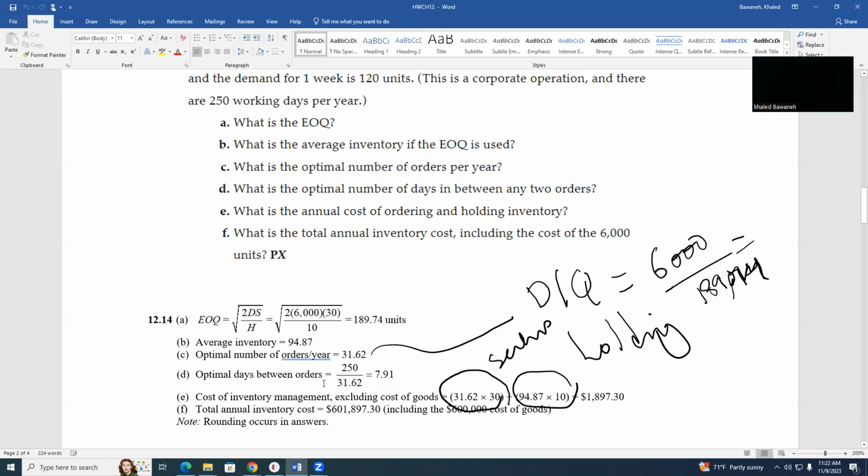So the optimal days between orders: how many days per year? 250 days divided by the number of orders. That will give you when to order, right?